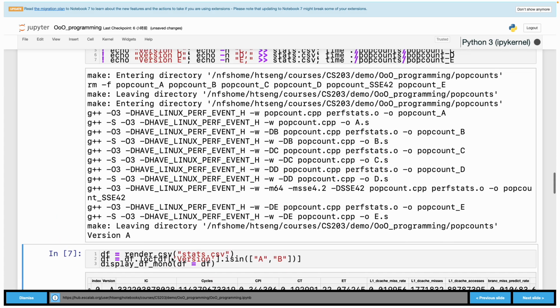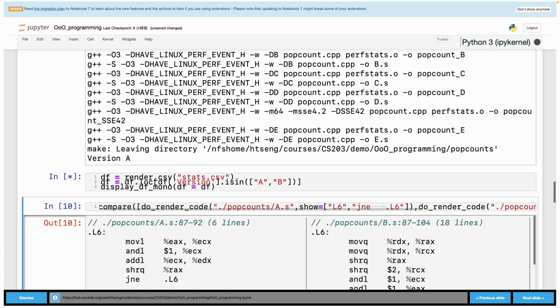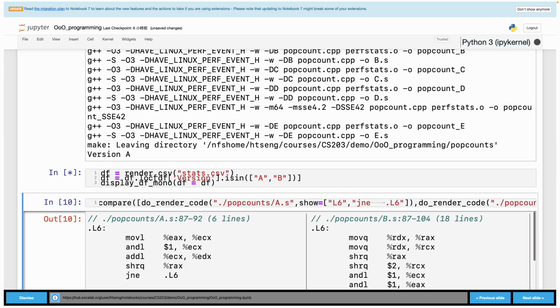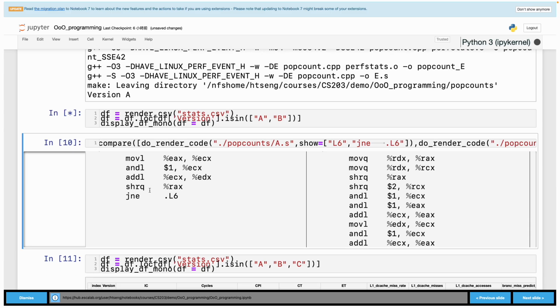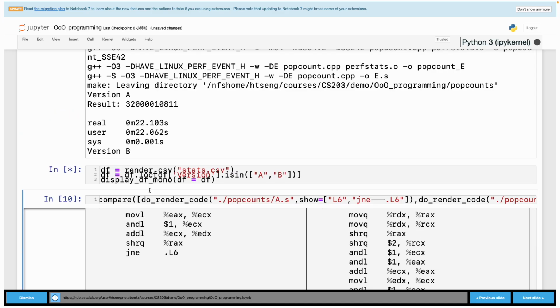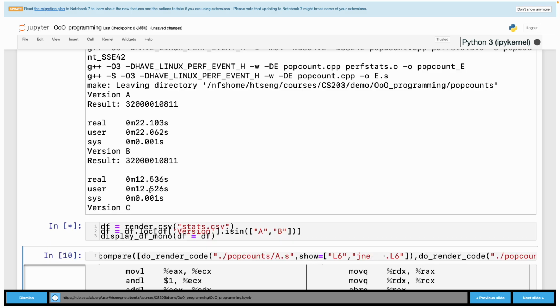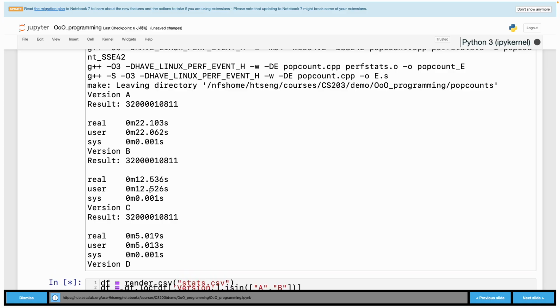Okay, now let's take a look at version A. We are running it on an Intel 13th generation processor, which is not too bad. It still sells for $300 on Amazon, so it's a pretty decent processor. For version A, it takes 22 seconds to finish, so that's the baseline right now. This is the most simple, naive way you can think of to write a pop count. And version B takes 12 seconds, which is almost twice as fast.